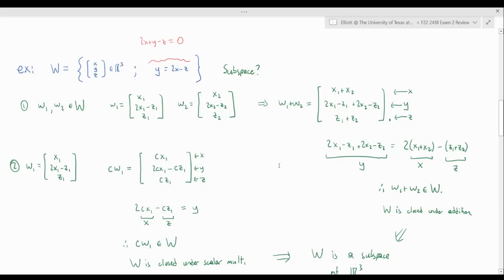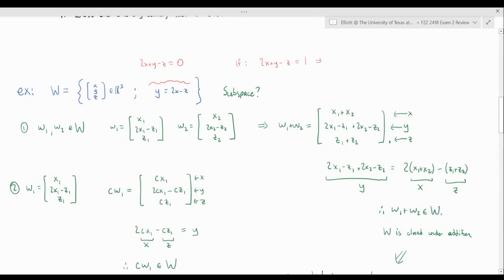If it doesn't look more or less something like that, then it's pretty much not going to be a subspace. Okay. So some ways that you might see this modified is if you had maybe the equation 2x plus y minus z equal to any number other than 0. So let's say if I change the condition to be equal to 1 now, then if that were the case, W would no longer be a subspace.